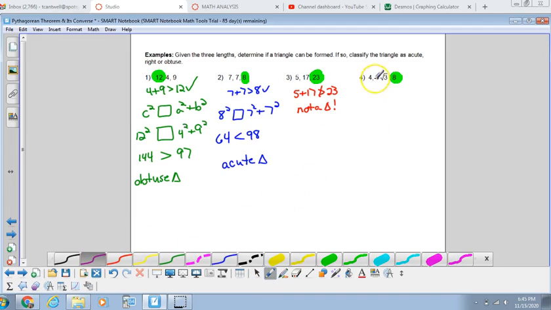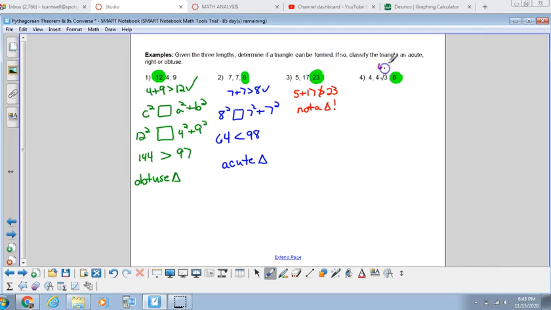All right, and our last example here, 4, 4 square roots of 3, and 8. Well, we might want to check our calculator just to make sure. What is 4 times the square root of 3? If you put that in your calculator, you'll find out that that's approximately 6.8. So when we add up 4 plus that 4 square roots of 3, we get about 10.8. It is bigger than 8, so good.